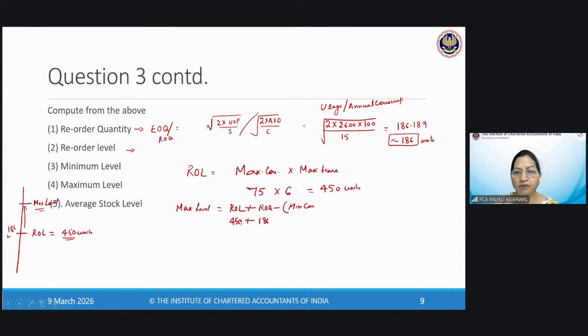And even if you receive the order very quickly, it is still going to take a minimum time of 4 weeks. So until then, you are going to consume from this 450 units. So how much you have consumed, even if you consume the least, you would have still consumed 25 units and minimum it would have taken 4 weeks. So 100 units would definitely be consumed before you receive your 186. So 450 plus 186 minus 100, that is 450 plus 86, 536 is your maximum level. Sorry, 25.